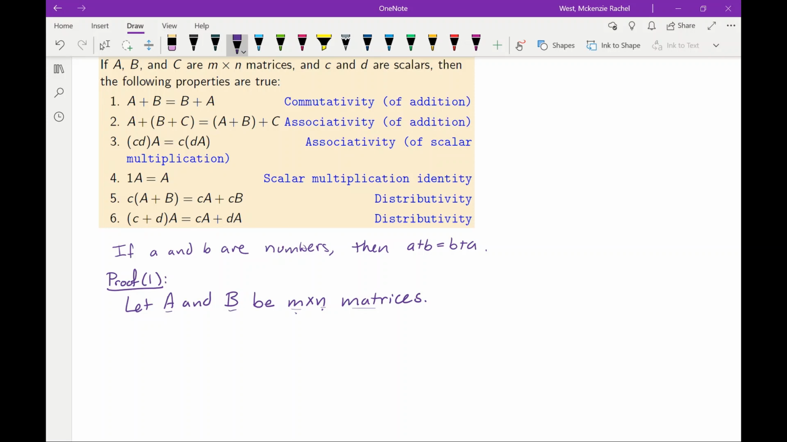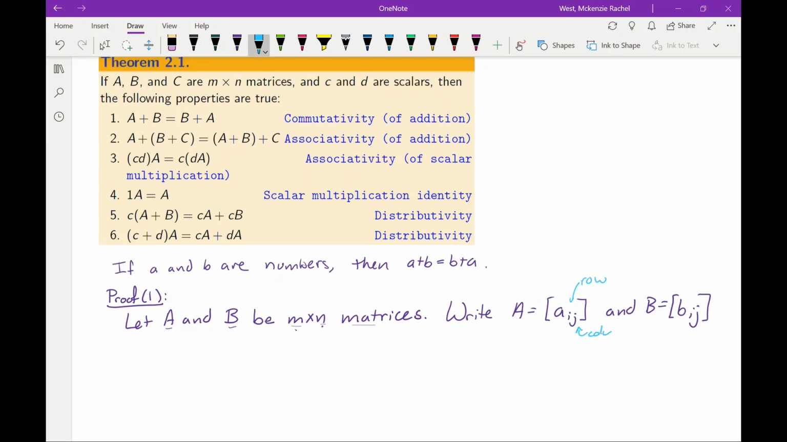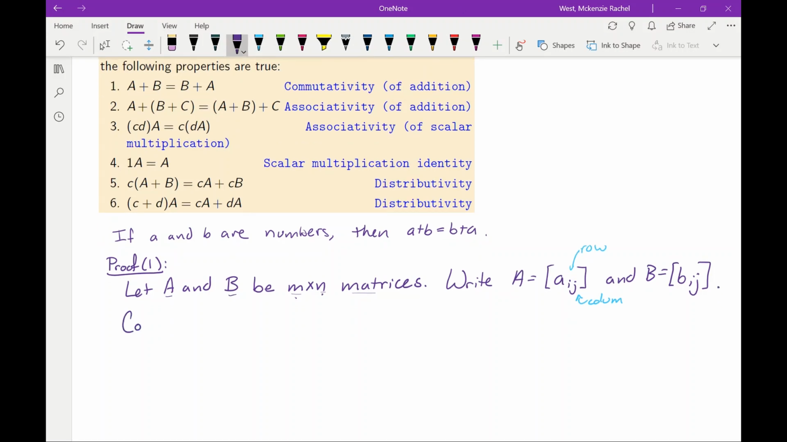So A and B are m by n matrices. Let's go ahead and write A is equal to A sub ij and B equal to B sub ij. So this is one of the ways we can refer to the entries in a matrix, where the entry in the ith row and jth column is this A sub ij. Alright, so again, row, column. Alright, so let's keep going. So we've rewritten that like that. So let's go ahead and let's just compute.